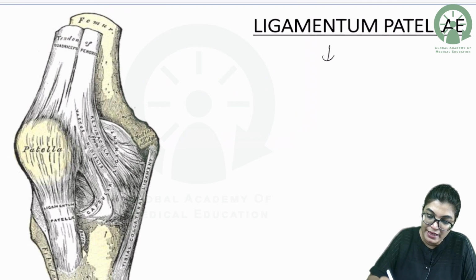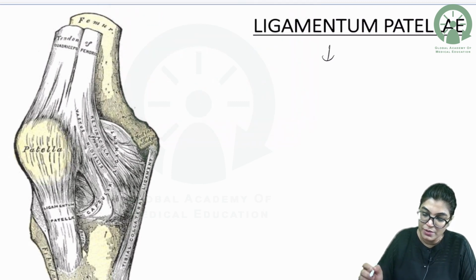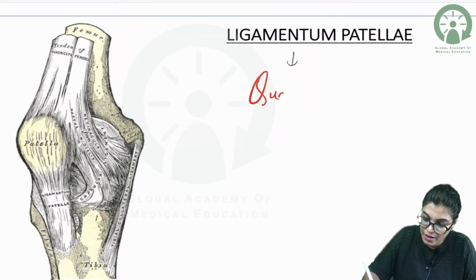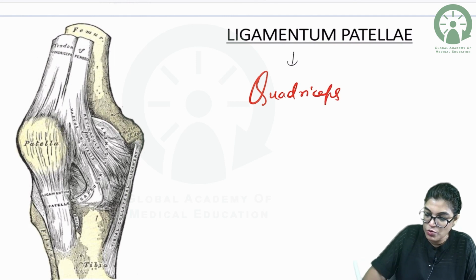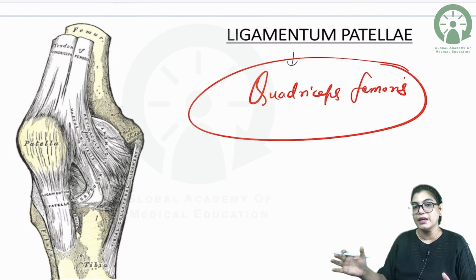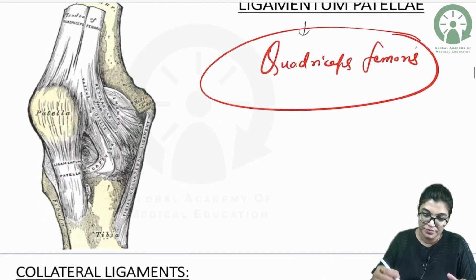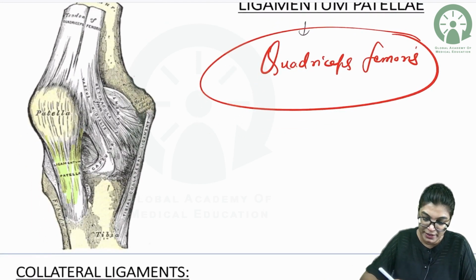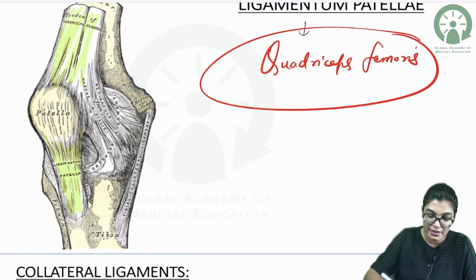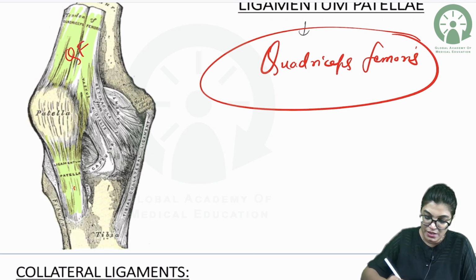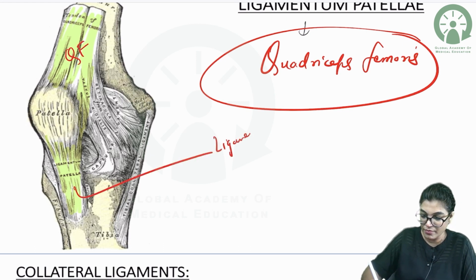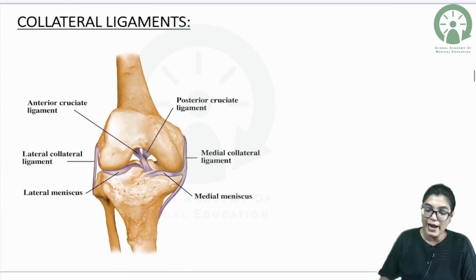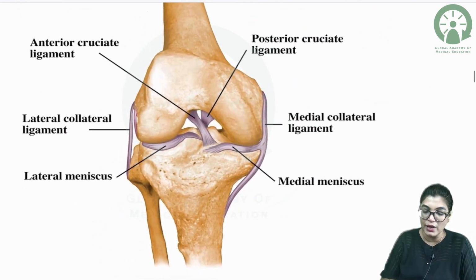Ligamentum patellae is formed from the tendon of quadriceps femoris muscle. The quadriceps femoris muscle, which together inserts into the patella, leads to the formation of ligamentum patellae. Here you can see this is the ligamentum patellae, which is formed by the tendon of quadriceps femoris muscle. This is quadriceps femoris muscle and this is ligamentum patellae.